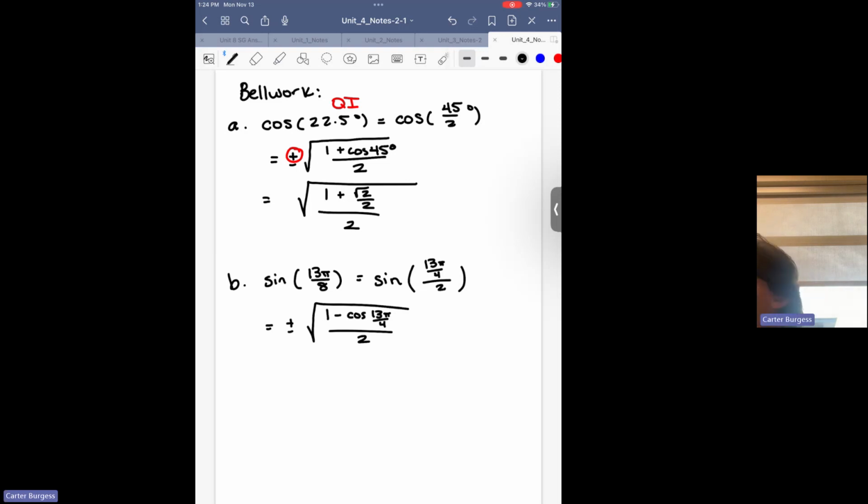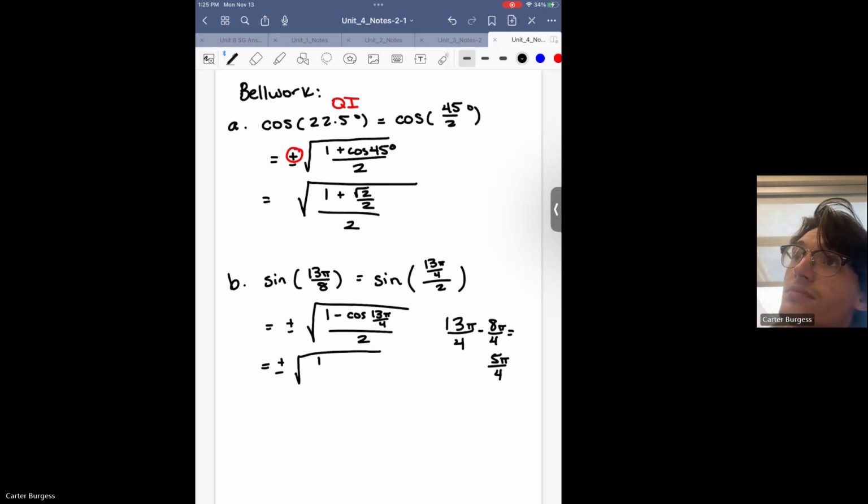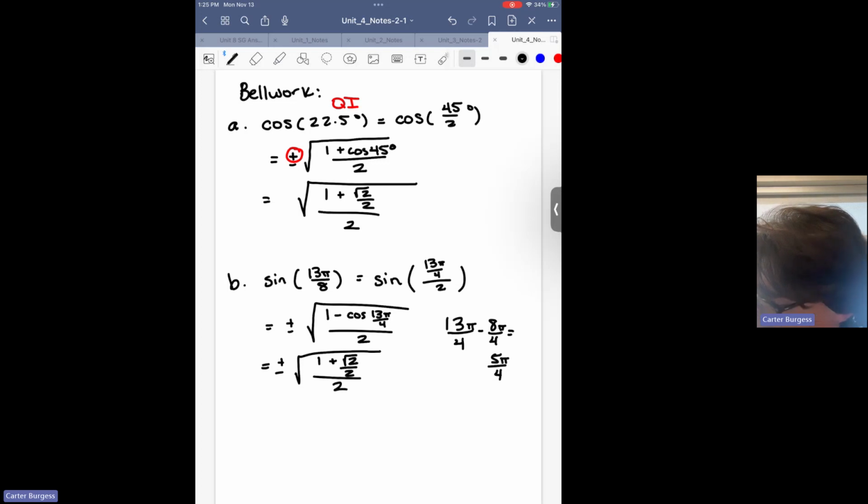We could subtract 2 pi until it's an angle that we know. And so what do I get when I do 13 pi over 4 minus 2 pi? What's maybe a convenient way to do that? Match the denominators. I'm subtracting 8 pi over 4. And so the coterminal angle that I get here is 5 pi over 4. And what is cosine of 5 pi over 4? Negative root 2 over 2. So this minus becomes a plus root 2 over 2, all divided by 2.